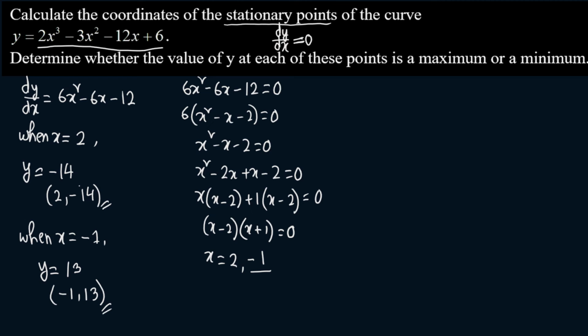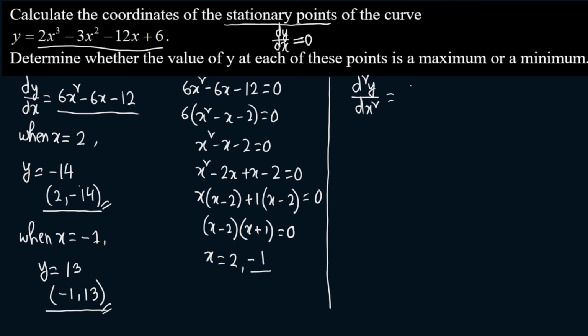Now our task is to determine whether this value of y, I mean this stationary point, is maximum or minimum. To do that we need to differentiate again the expression of dy by dx. This is the dy by dx. Let me differentiate again, which is called double differentiation, d square y by dx square, which is d by dx of our previous expression, 6x square minus 6x minus 12. If we differentiate, it gives us 12x minus 6.